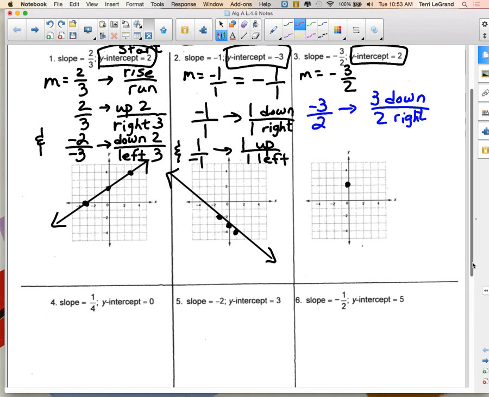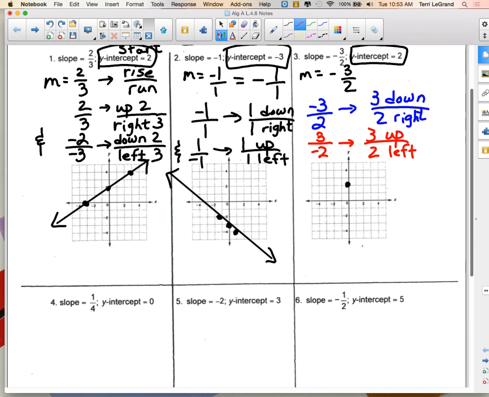You could do 3 over -2, and then it's going to be 3 up and -2 left. You're going to have to, well, just 2 left. 2 left. Yeah, the left takes care of the negative, doesn't it? So 2 left, okay. You guys agree with that? Is that the other way?